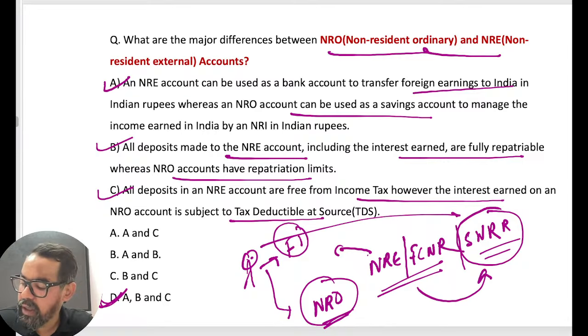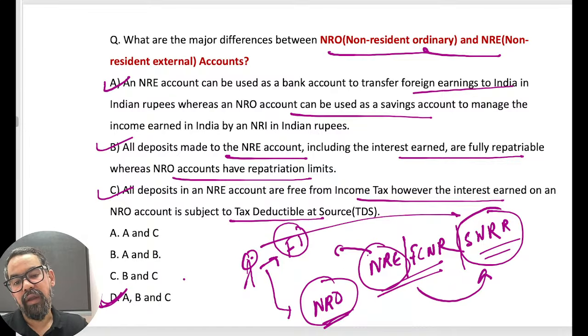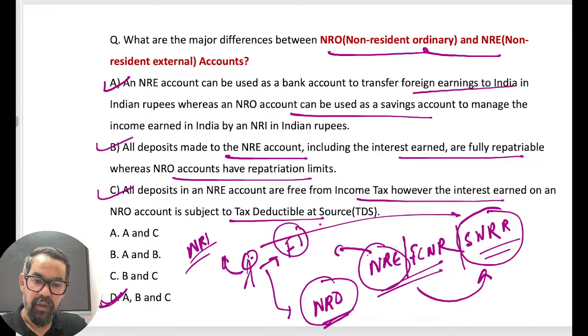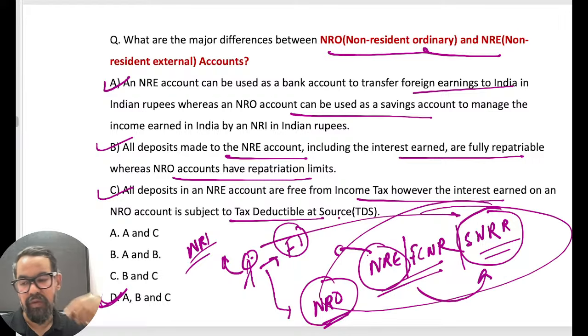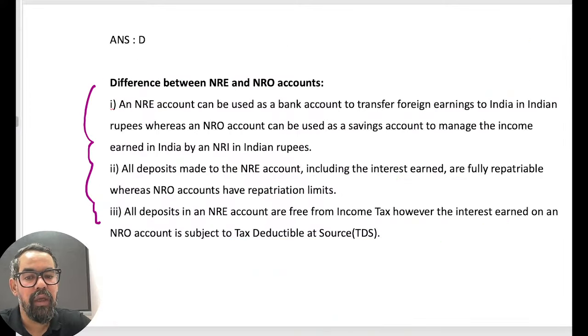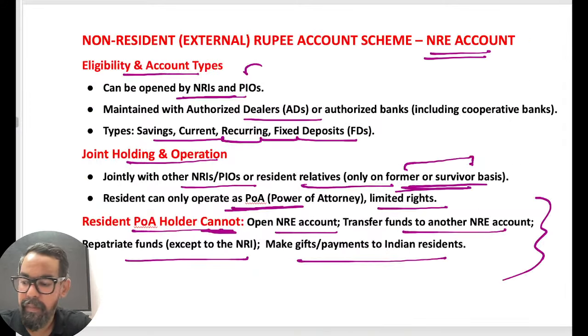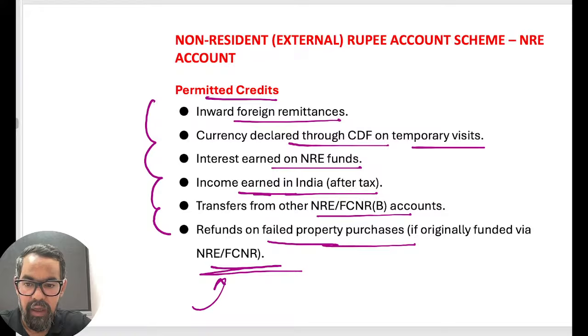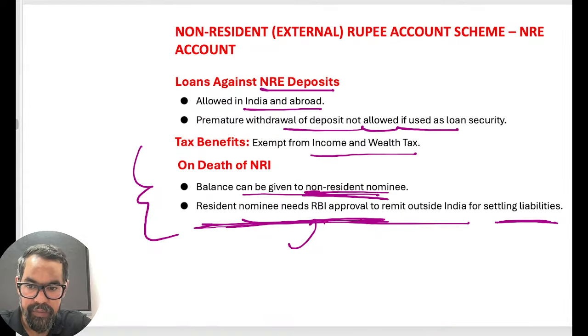A is also correct. So those who marked C, why is A correct? What I told you: NRE is the foreign income of this one, ठीक है. Let's say this NRI, Mr. X, who is living in the US. In these three accounts, eventually the income is from foreign sources, whereas NRO accounts have income from Indian sources and all, right? So please do go through this to revise this particular one.